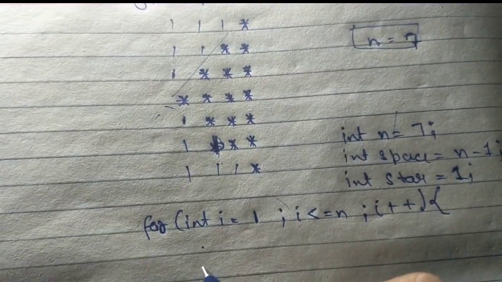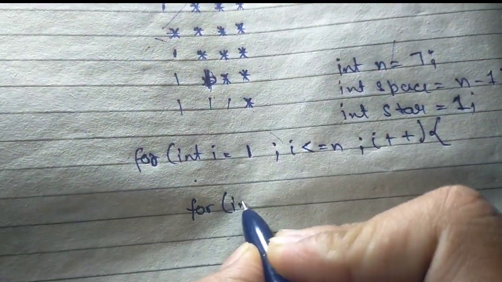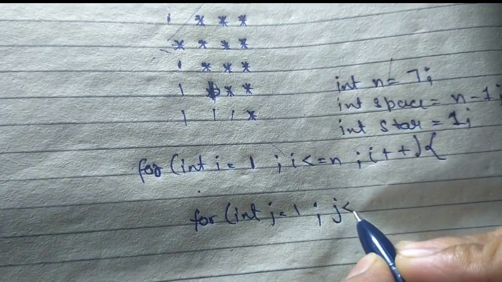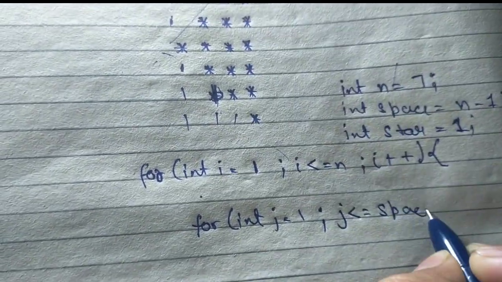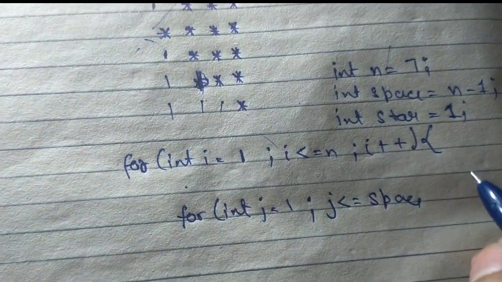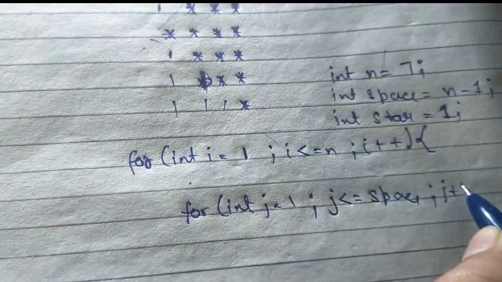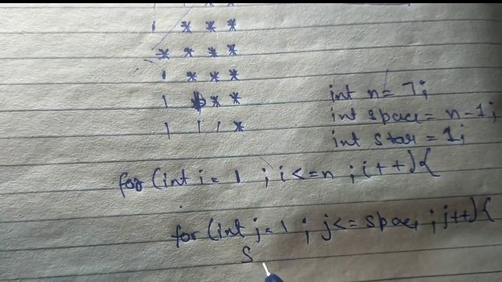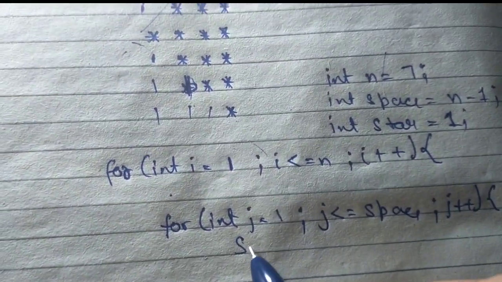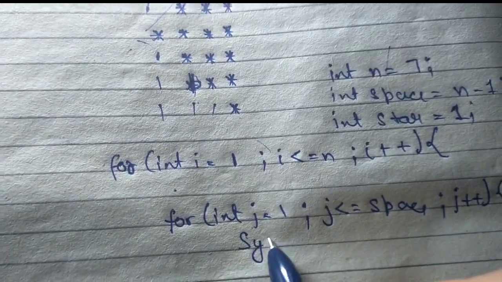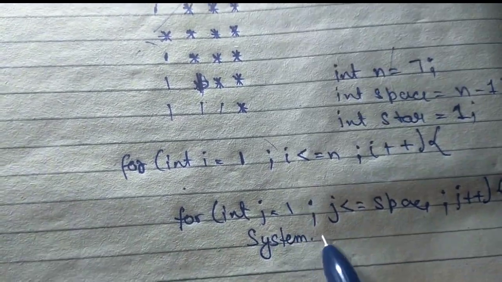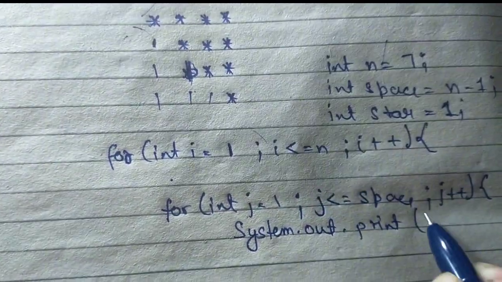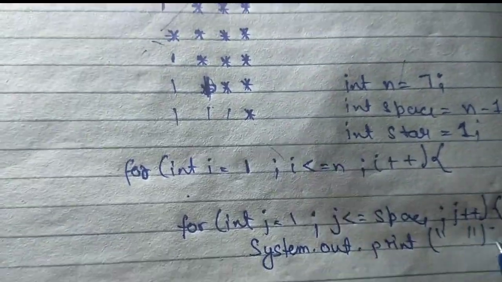So initially we do that: for int j equals 1, j less than or equal to space, then j plus plus. Initially it will print the spaces. After that I will explain everything when I am dry running the code. System dot out dot print, and we print the space.